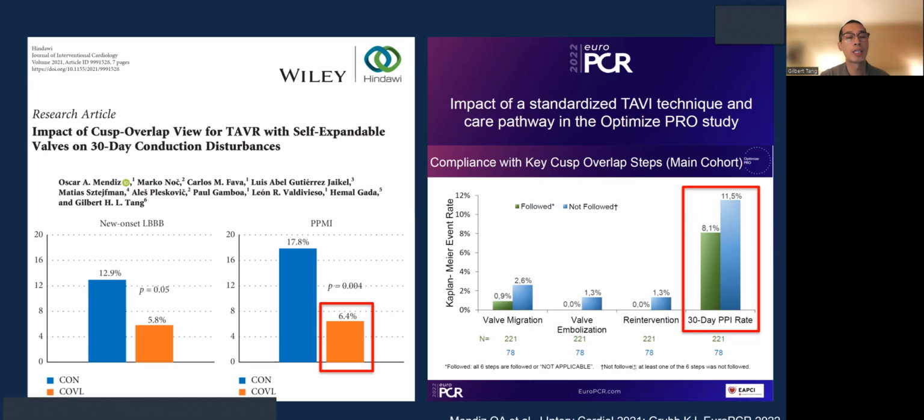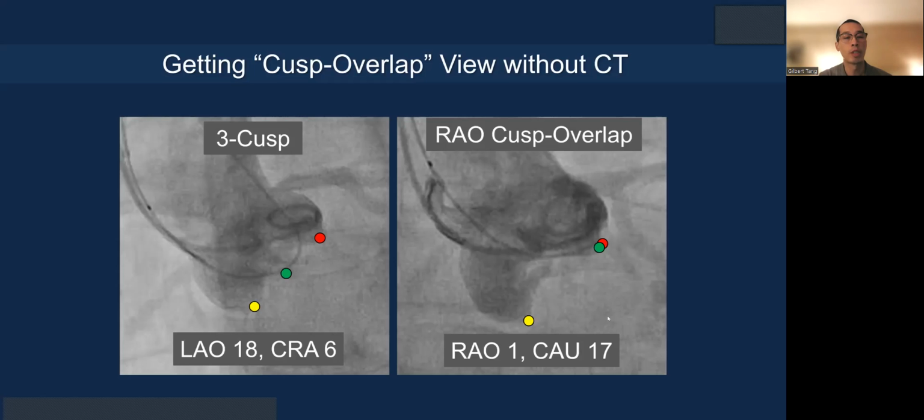We have seen data showing that cusp overlap reduces pacemaker rate with the self-expanding valve, as most recently with the optimized PROSTHESIS cohort that's been published.